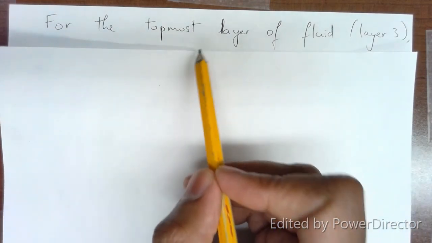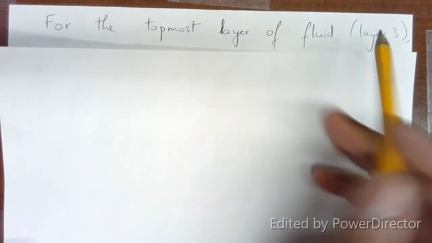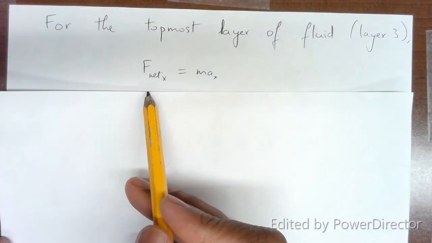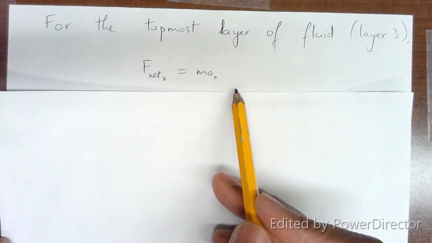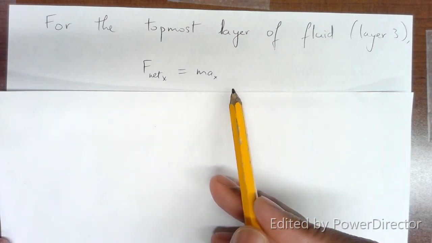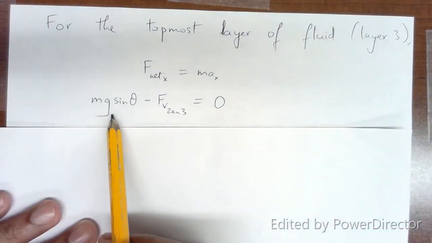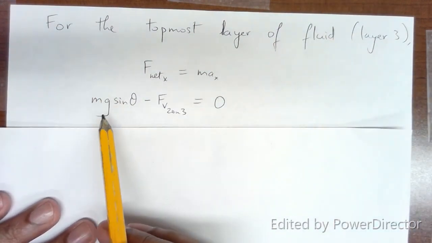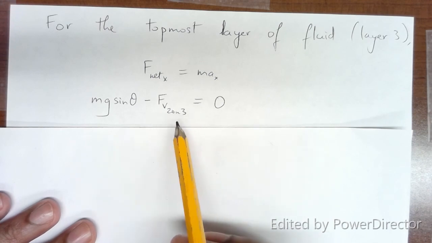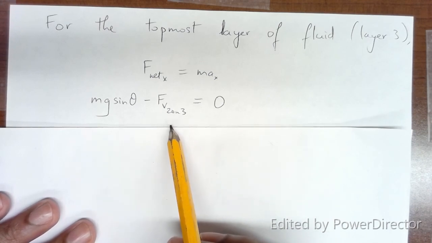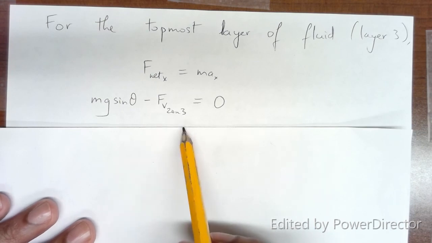What we notice is that for the topmost layer of fluid, that is layer 3, if we write Newton's second law for layer 3 in the x direction, we notice that we have a gravitational term which is trying to speed it up, and we have a viscosity term which is trying to slow it down, and that's it. Because it is the topmost layer, there is only one viscosity term, not two.